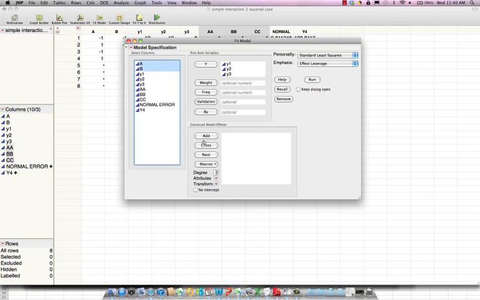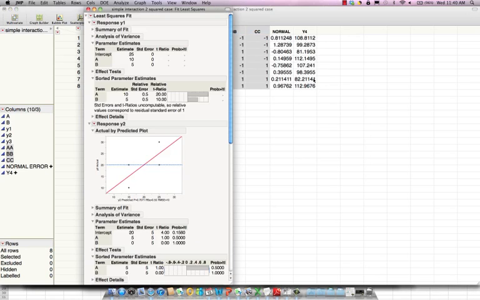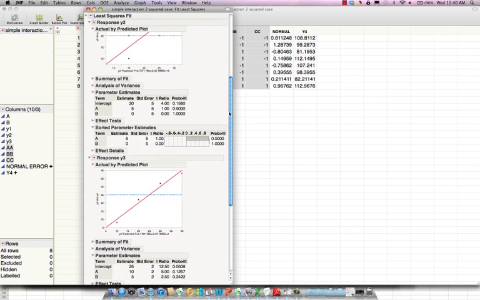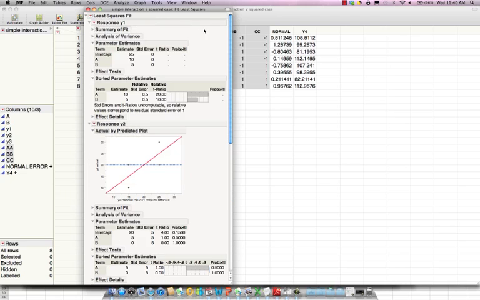And then for A and B, let's just put them in as those simple factors with no interaction terms. So I've mentioned I like to look at effect screening because the prediction profiler shows up. And we're doing standard least squares for purposes of finding our parameter estimates. So we can do a run, and boom, it does all three. Here's response Y1, response Y2, response Y3, so it's done all three fits.